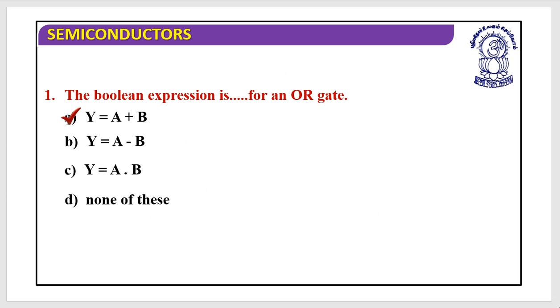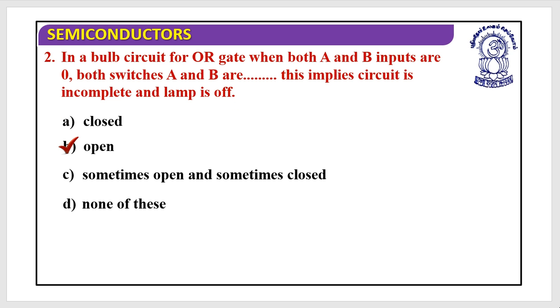Let's look at the quick question. The Boolean expression is blank for an OR gate. Yes, it's A or B. Next, in a bulb circuit for an OR gate, when both A and B inputs are 0, both A and B are open. Yes, this implies that the circuit is incomplete and the lamp is off. Yes, it is the same thing.